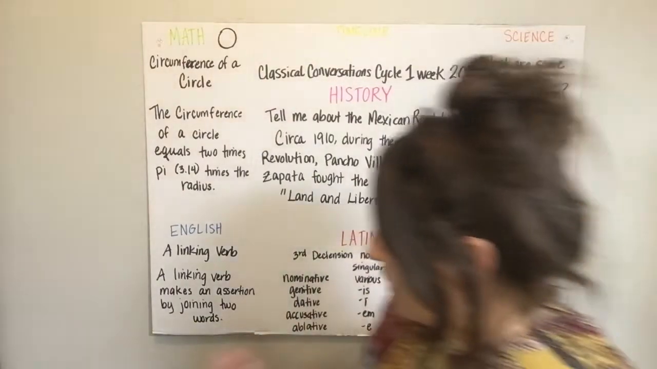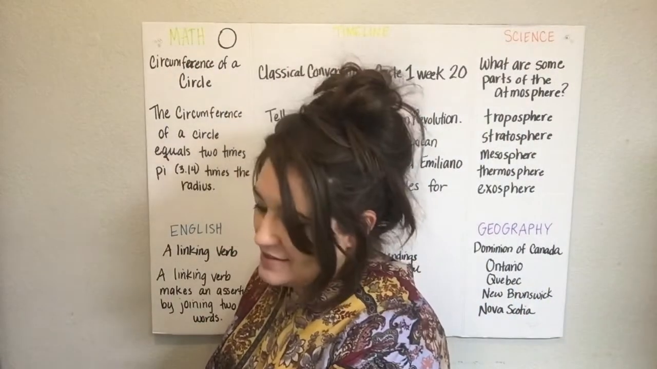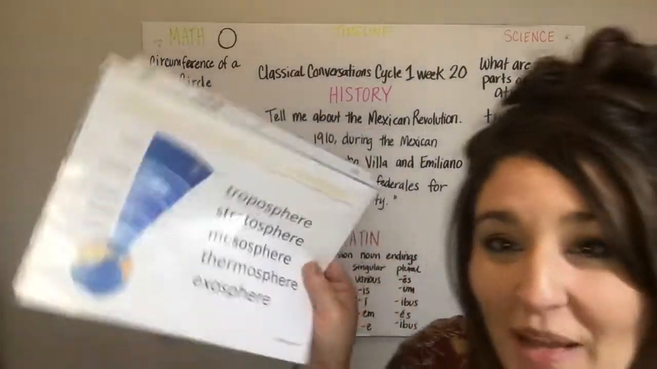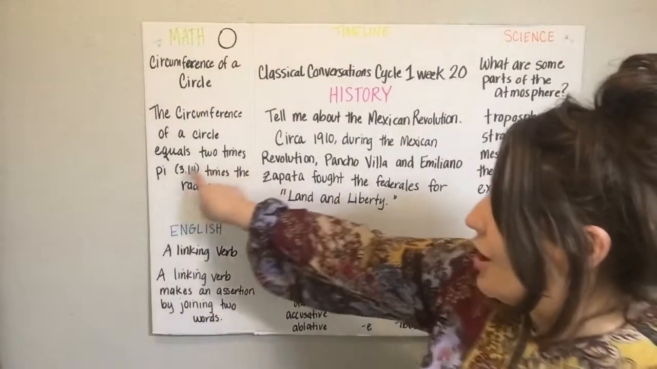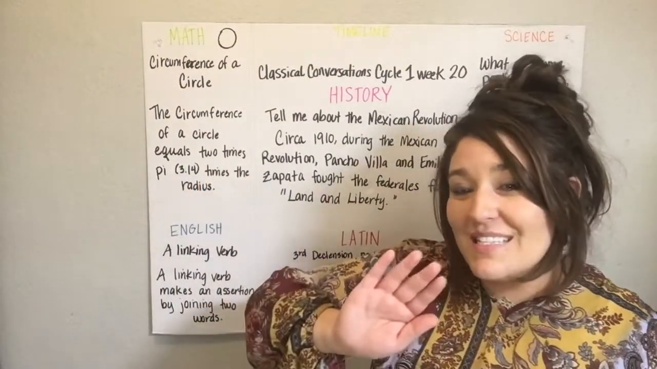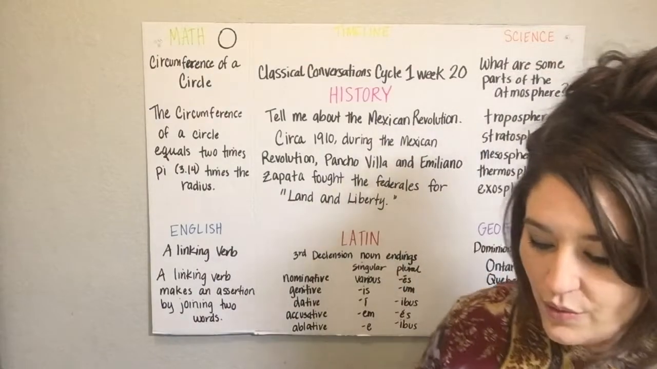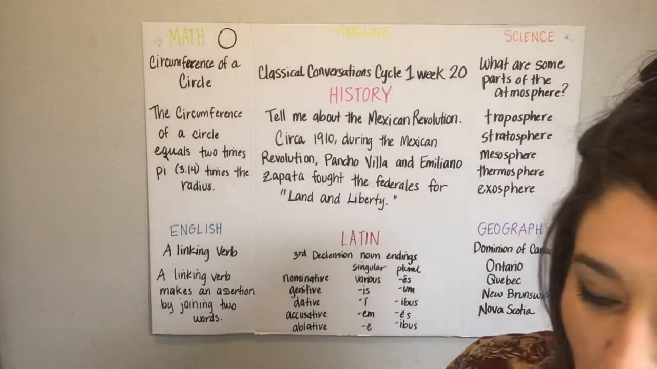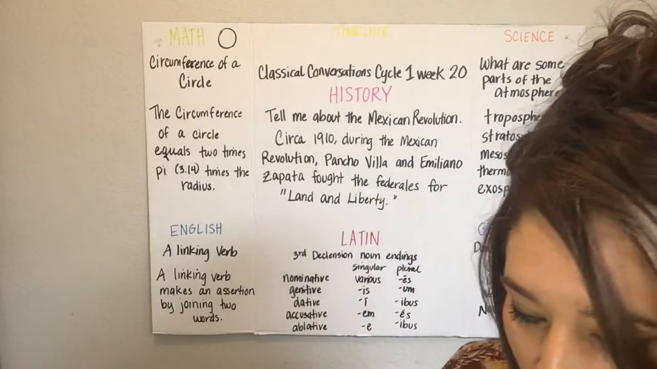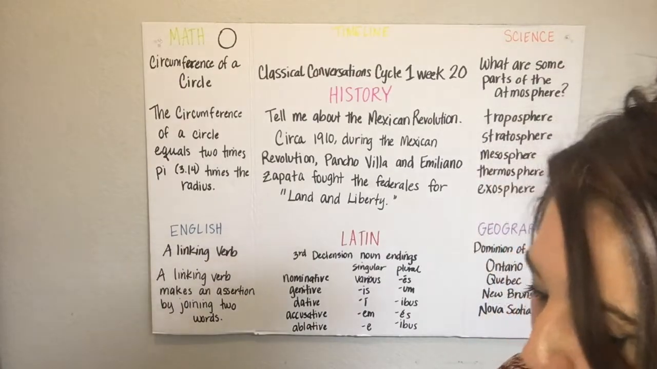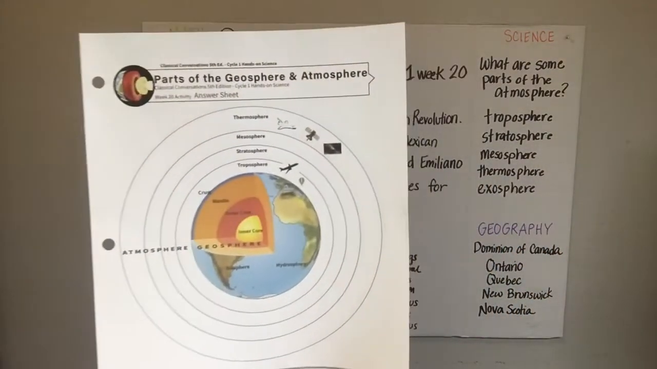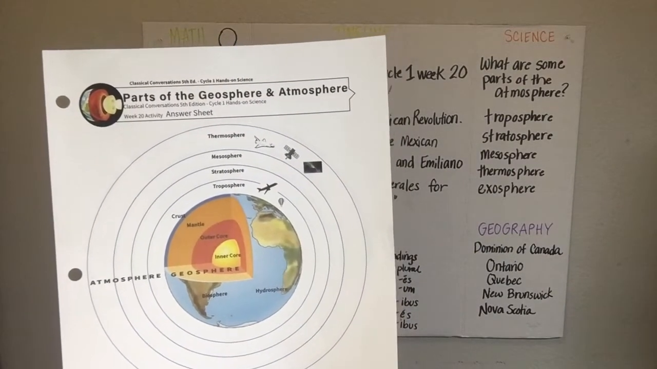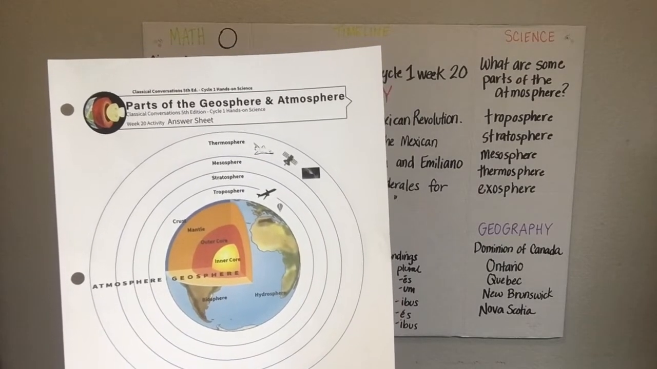And then for science, we learned about the parts of the atmosphere, and we took a blank piece of paper, and that circle that we did our pi 3.14 on, we glued it to the center of the circle, and then we drew rings around the circle. And then we labeled each part of that circle with rings. We put a T for troposphere, an S for stratosphere, and then another circle for mesosphere, and then thermosphere, and then the last circle we did was exosphere.